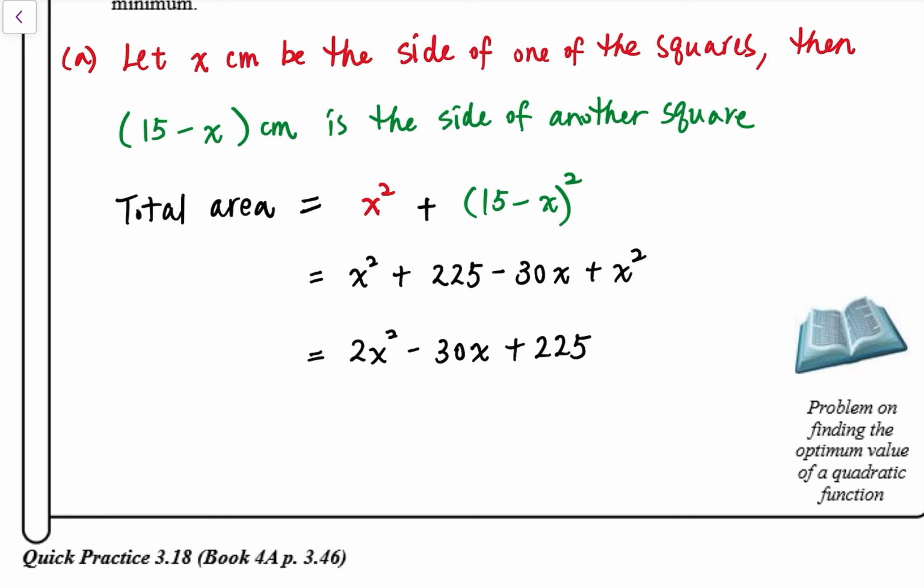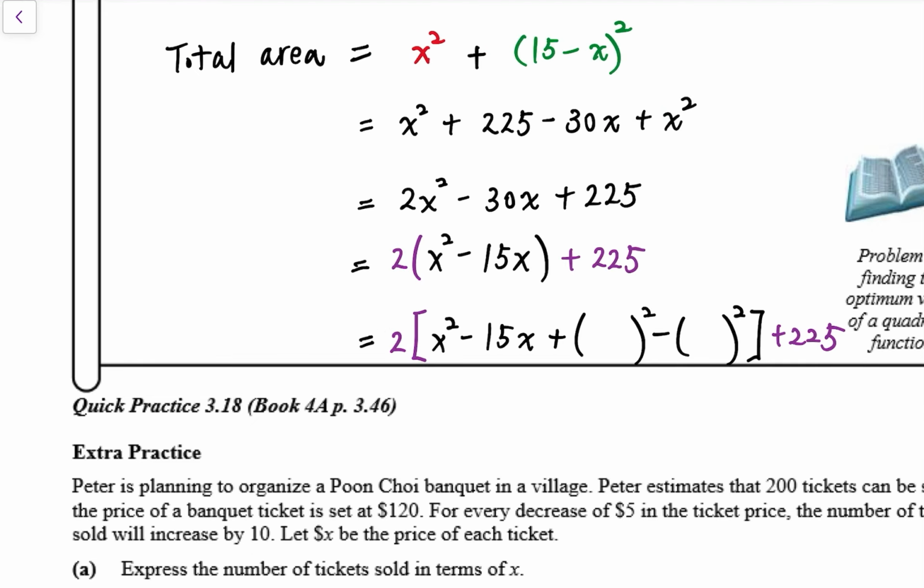So we will be using the method of completing the square to find the minimum total area of the two squares. We will be adding (15 over 2) all squared and subtracting (15 over 2) all squared. The first three terms inside the brackets will give me (x minus 15 over 2) all squared.